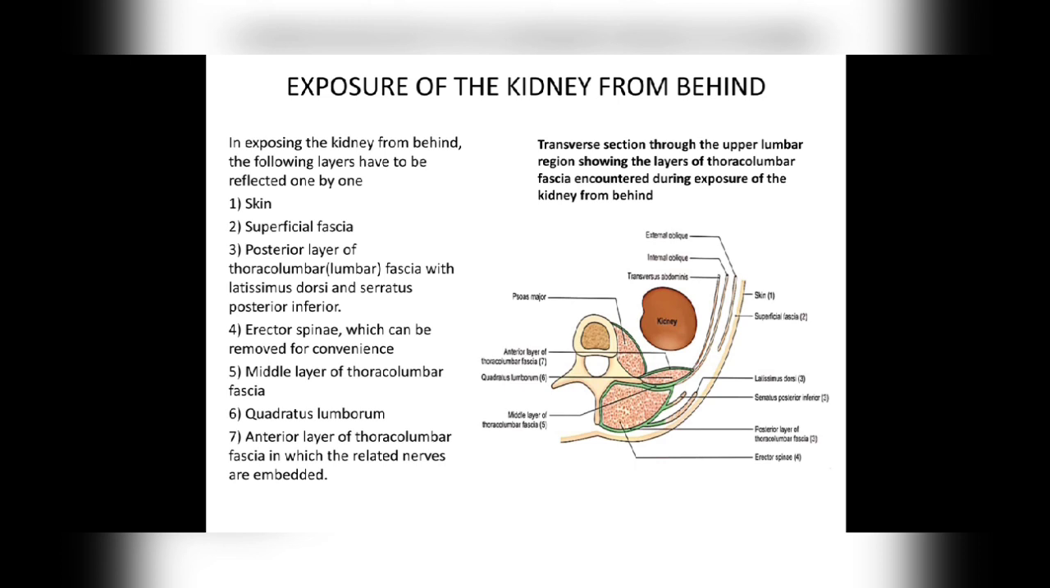Exposure of the kidney from behind. In exposing the kidney from behind, the following layers have to be reflected one by one. Number 1 is skin, then superficial fascia, then the posterior layer of thoracolumbar fascia with latissimus dorsi and serratus posterior inferior, erector spinae, which can be removed for convenience, middle layer of thoracolumbar fascia, quadratus lumborum, and the anterior layer of thoracolumbar fascia in which the related nerves are embedded. This diagram shows a transverse section through the upper lumbar region, showing the layers of thoracolumbar fascia encountered during exposure of the kidney from behind.